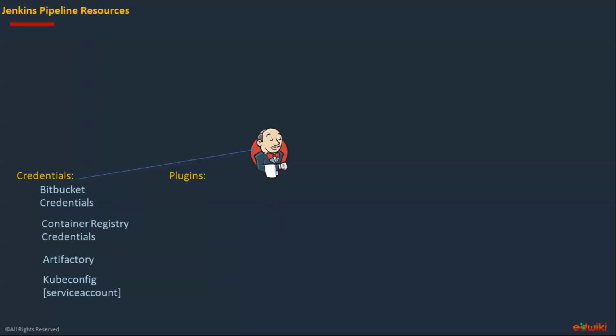So whichever tool you are expecting to be integrated with Jenkins, you install the specific plugin. That plugin will give some add-on functionalities, add-on benefits, or add-on features to Jenkins. Then Jenkins will know how to work with that particular tool set.